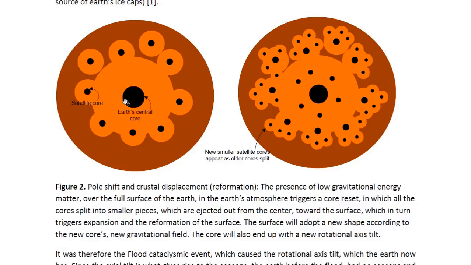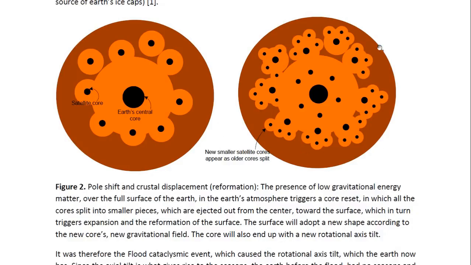This is the original core system inside the Earth, a large central core and all the satellite cores around it. And then the presence of the low energy matter, which it detects in the outer layers, causes it to go through a core reset where the satellite cores and even the main core will split into new pieces, smaller pieces, and the smaller pieces are ejected outwards further away from the center in order to get closer to the matter that it detects is now out here.